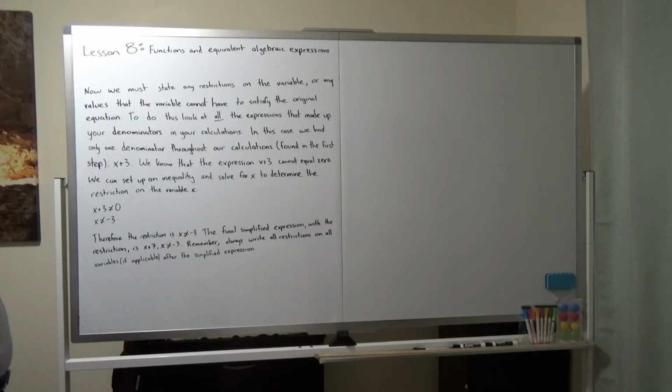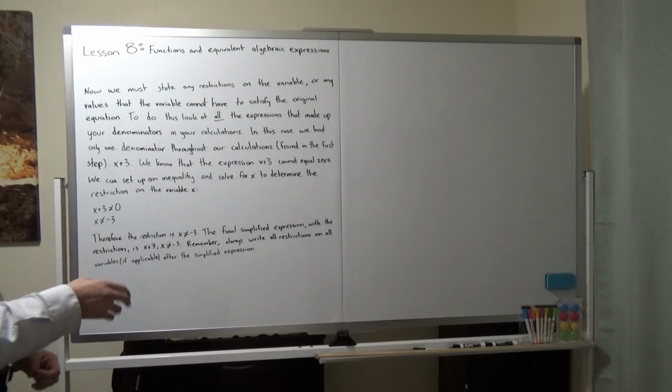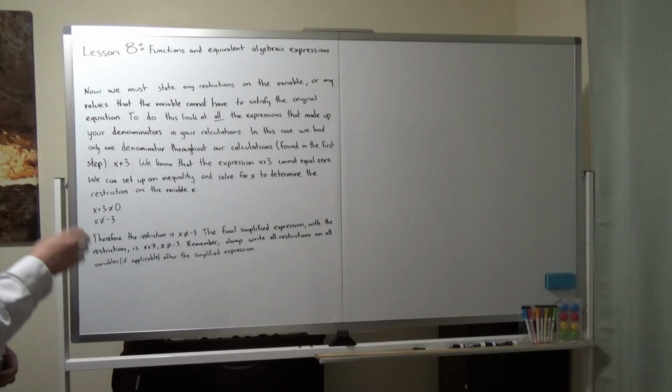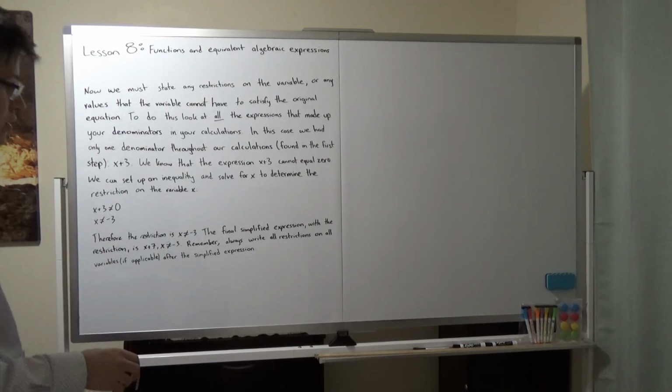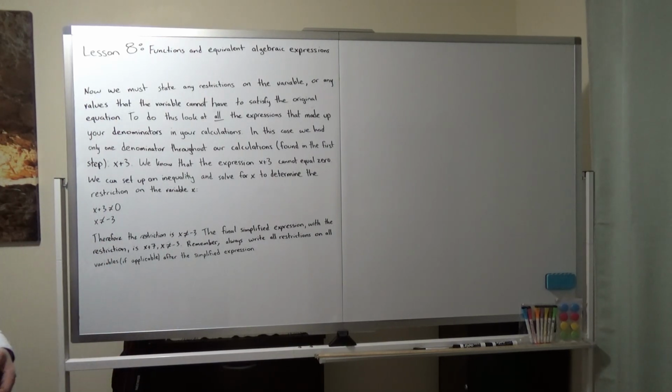The final simplified expression with the restriction is x plus 7, x cannot be equal to negative 3. Remember, always write all restrictions on all variables, if applicable, after the simplified expression, or after the answer.